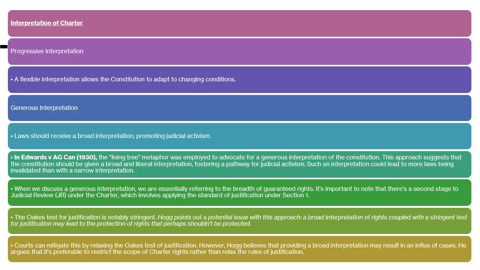So interpretation of the charter includes progressive interpretation. Progressive interpretation means a flexible interpretation that allows the constitution to adapt to changes with time. Then generous interpretation means broad interpretation. You are promoting judicial activism. That means the judges can bring their own discretion, their own judicial minds, into the decisions, like in Edwards versus Attorney General of Canada. The living tree metaphor was employed to advocate for a generous interpretation.